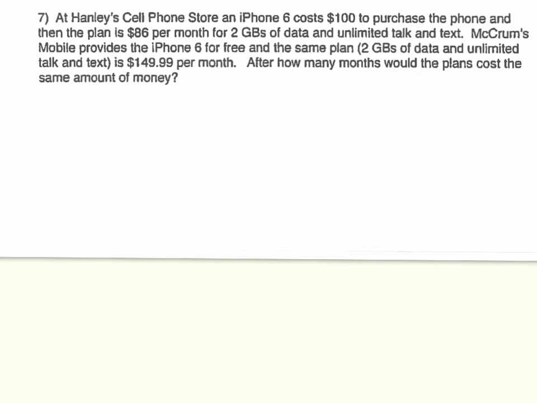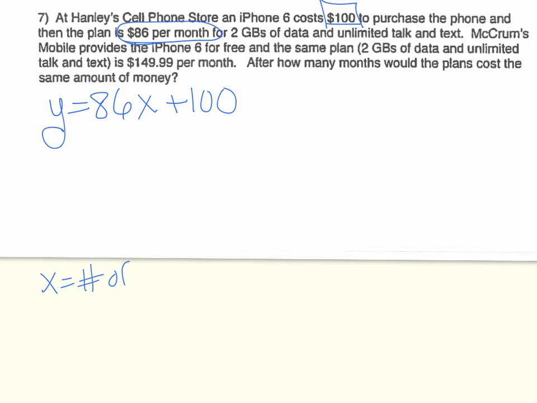So if I were going to make an equation, I'm going to choose a slope-intercept form equation because I have a one-time initial cost and I have a rate of change. I see that word per in there like I was talking about before. So my equation would be 86x plus 100. 86 is my rate of change. X is going to be the number of months here. All right, and then y is the total cost for the plan.